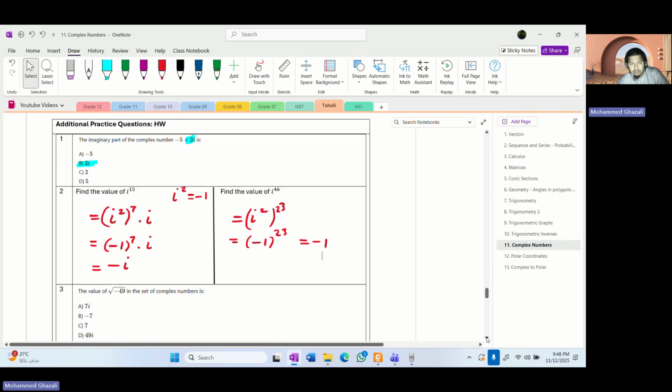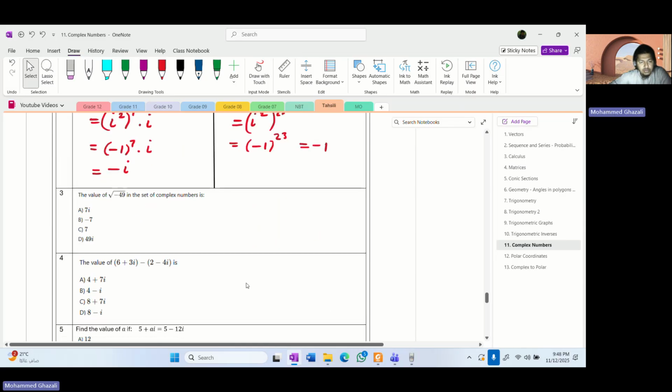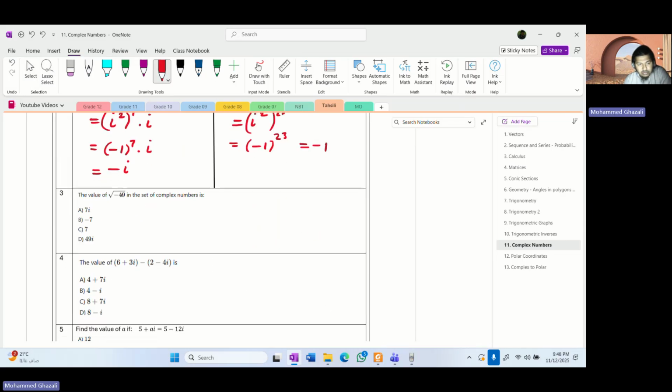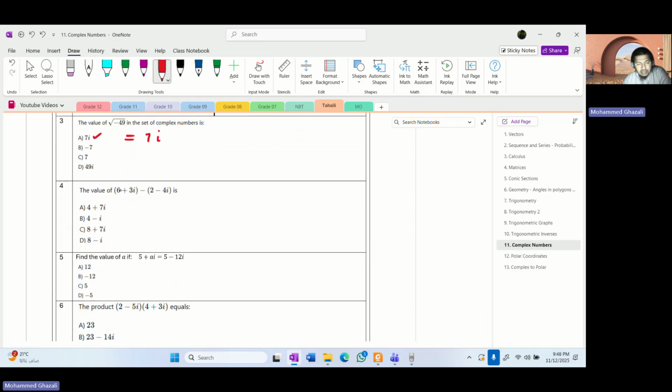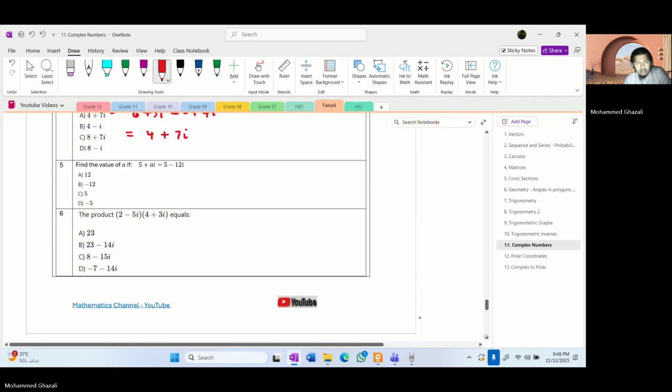Next question. What is the value of the square root of -49? The square root of -49 is basically the square root of negative, which is i, and the square root of 49 is 7. So you should get 7i. We want to find the value of this. We're just adding up two complex numbers. That's 6 plus 3i minus 2 plus 4i. So now 6 minus 2 is 4. 3i plus 4i is plus 7i. So 4 plus 7i.